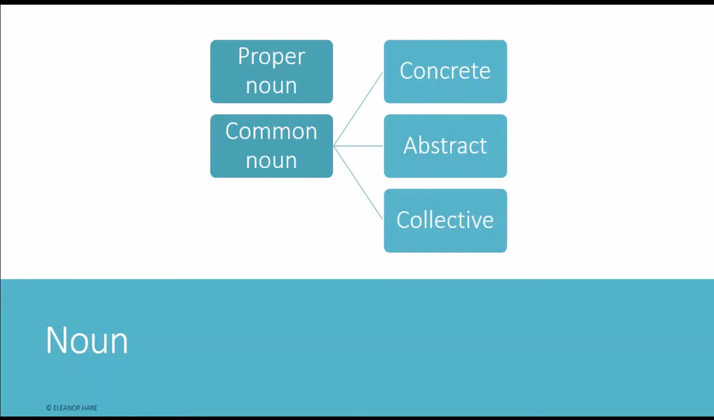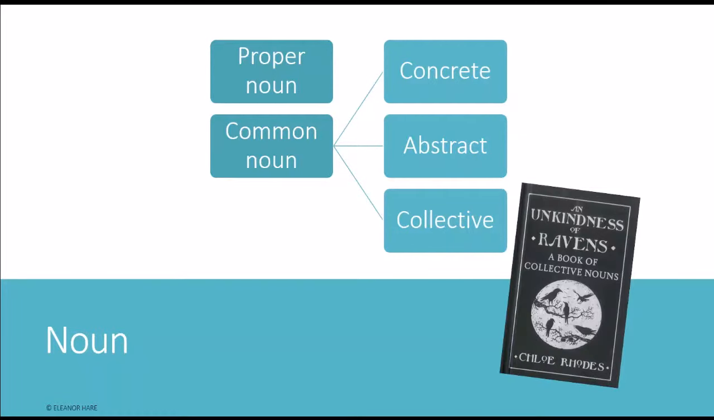Some of these are specific to particular kinds of things, for example an unkindness of ravens, which is actually a book of collective nouns. Well, not all of them, but interesting ones, which I highly recommend. I've got it myself. It's not an ad, by the way. It's just a great fun read.